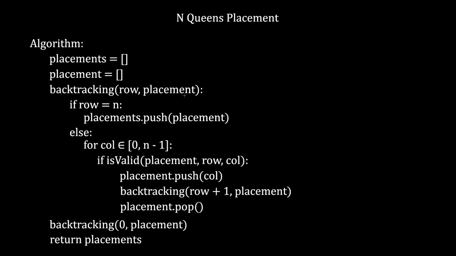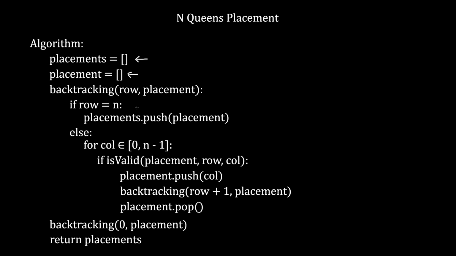Let's see the code. Alright, so here is our algorithm. As you can see, the first thing I do is declare a placements array, which is going to hold each and every non-attacking placement, so this is why I'm going to return it at the end. I'm using a placement array, which is also initially empty, for the current placement. So this is an array of integers, and this is an array of arrays of integers, right? Now, my backtracking function has two arguments, which are the row and the current placement.